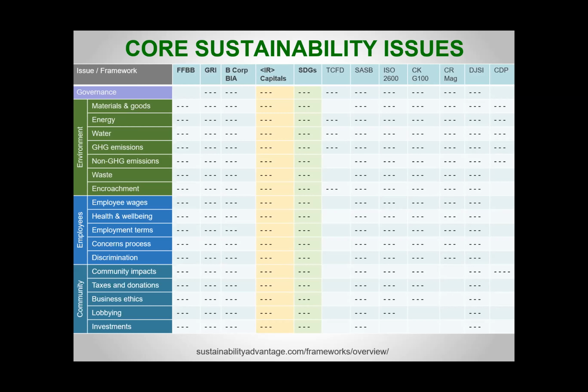SDGs also use different language. They use SDG language terminology to describe these things. What I'm trying to help you understand is that they're talking about the same stuff. They're just using a different vocabulary to refer to it.